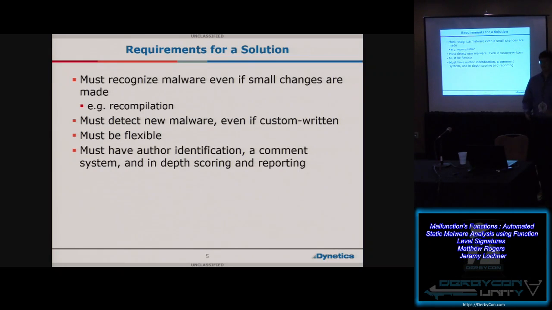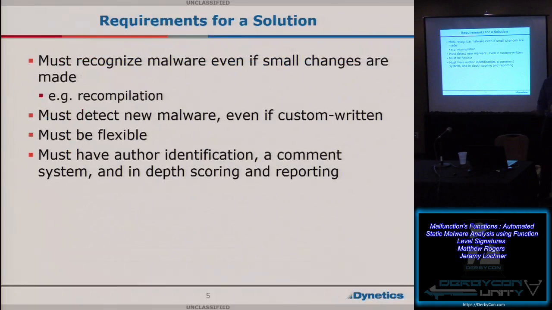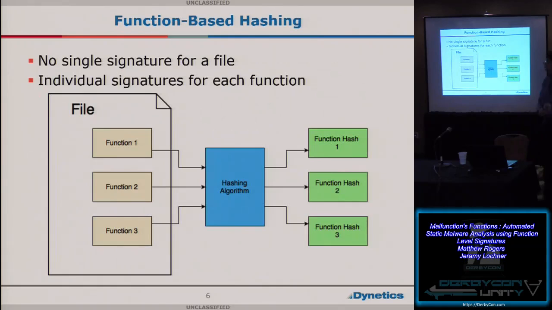So to come up with these, we came up with some requirements for a solution to all of these problems. So our tool has to recognize malware, even if small changes are made, such as recompilation. Has to be able to detect new malware, despite being custom written. Has to be flexible, and it has to have author identification, a comment system, as well as in-depth scoring and reporting. So our first step towards this solution was to use function-based hashing instead of file-based hashing.